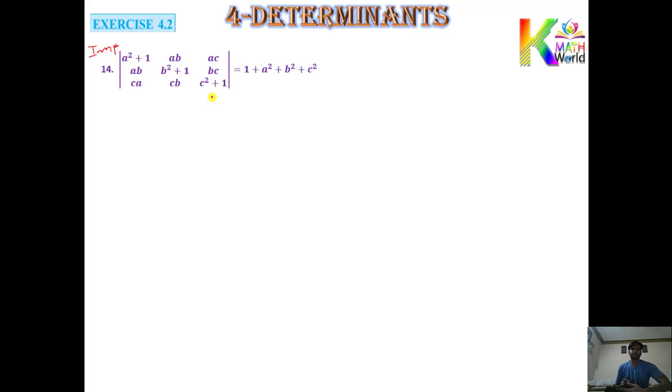Difficult question, an important question also. For this particular question, you have to remember a few steps. Okay, 1 plus a square is already there, but you can see that in this row or column, you can perform either row operation or column operation. Nowhere is b square and c square there, on row as well as on column.